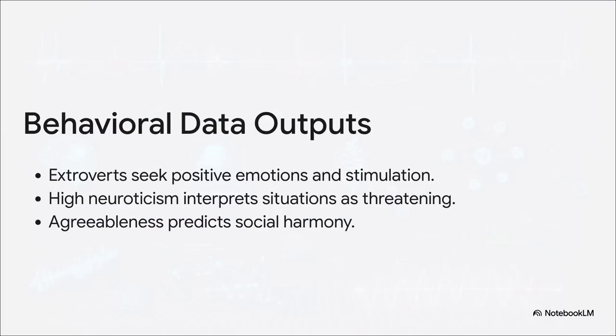And these aren't just arbitrary labels. They actually predict real-world behavior. High extroversion means you naturally seek out positive emotions and social stimulation. On the flip side, individuals scoring high in neuroticism are statistically far more likely to interpret ordinary, everyday situations as highly threatening. That makes stress management much, much harder for them.